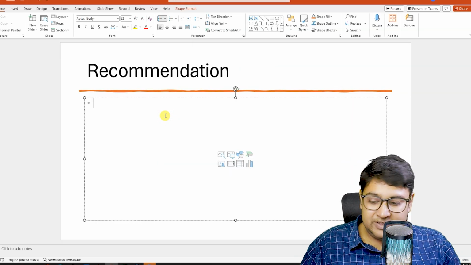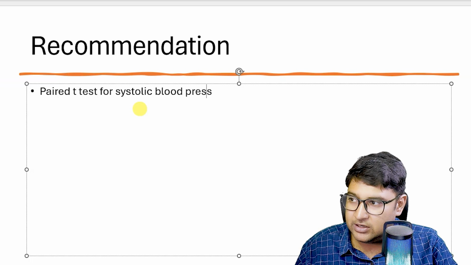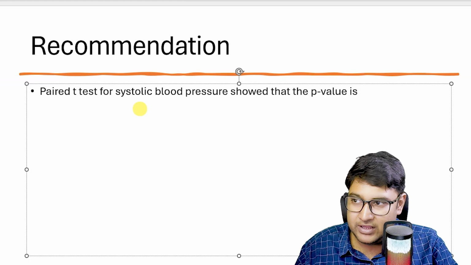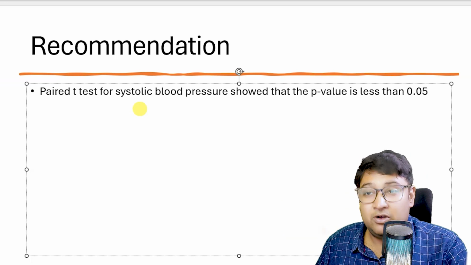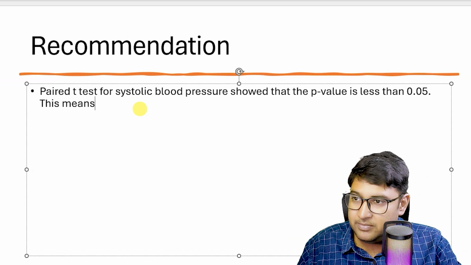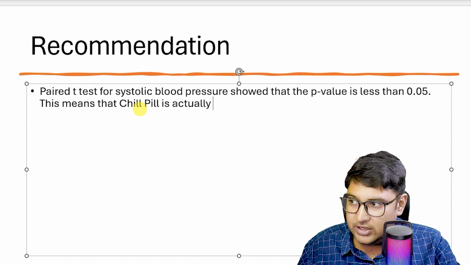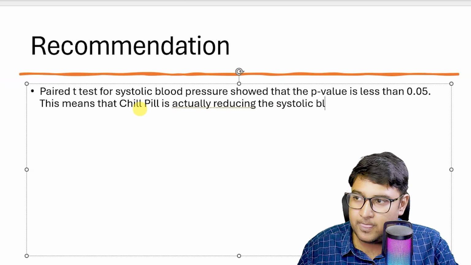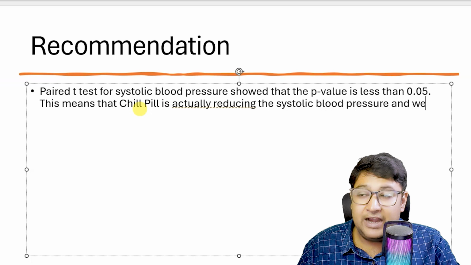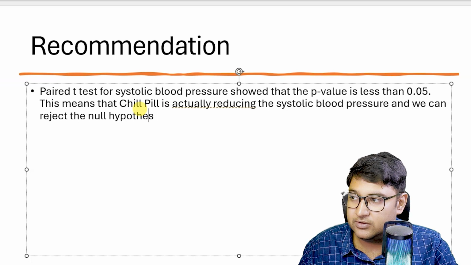So the first thing you will say: paired t-test for systolic blood pressure showed that the p-value is less than 0.05, which is the 5% level of significance that we commonly use. Okay, this means that Chill Pill is actually reducing the systolic blood pressure, and we can reject the null hypothesis.